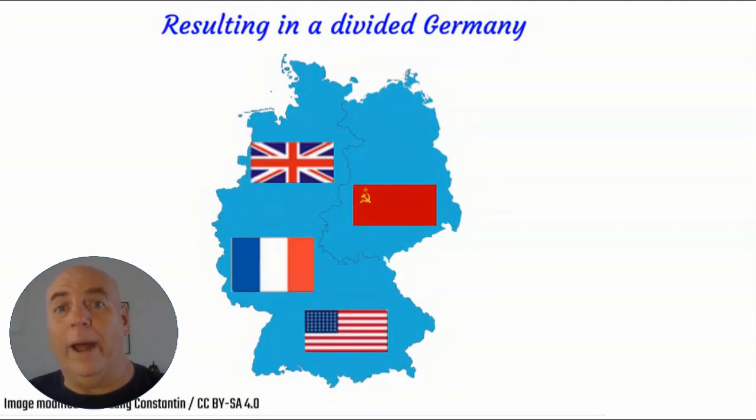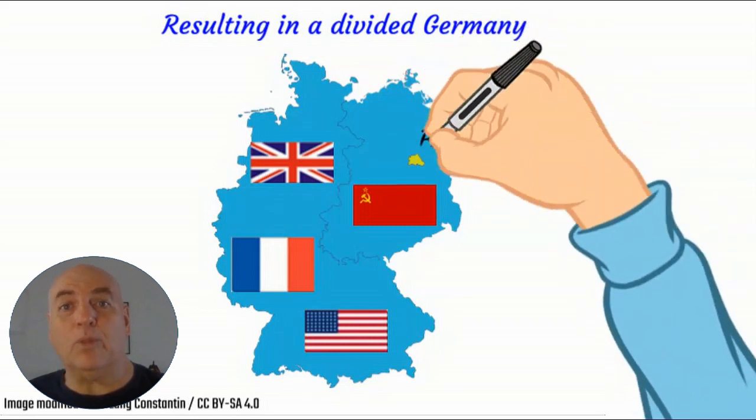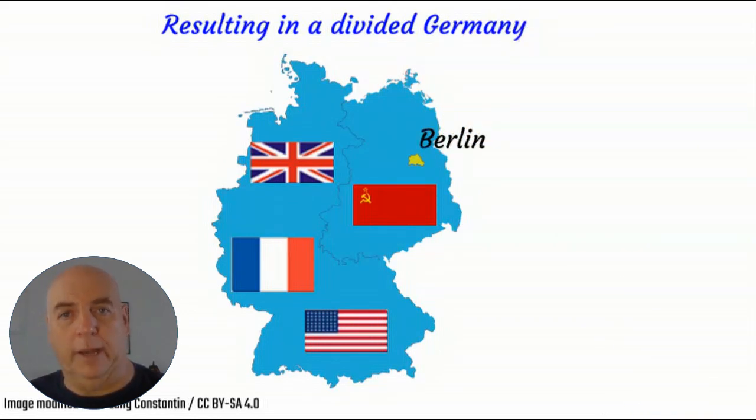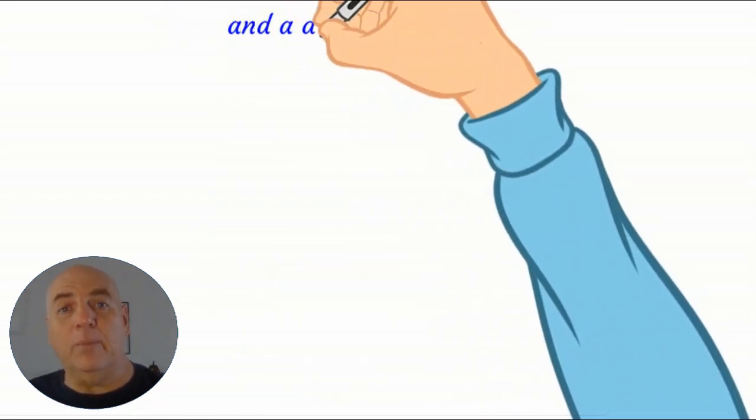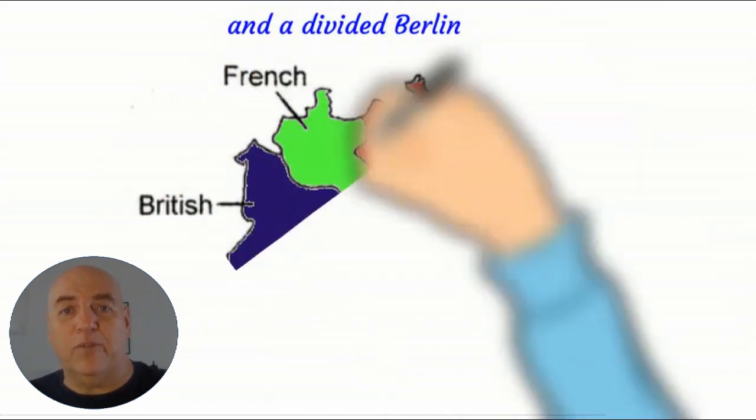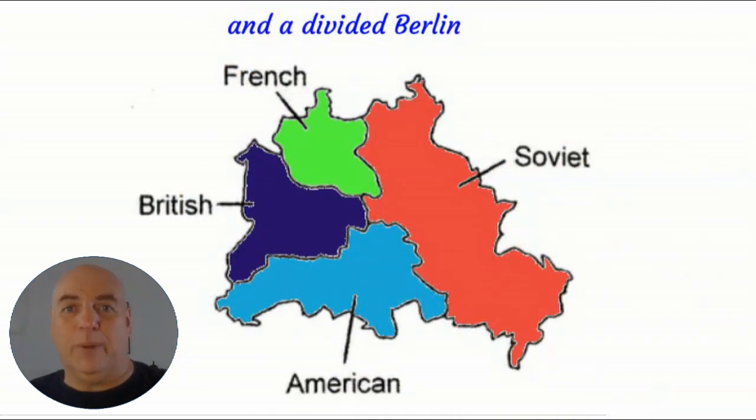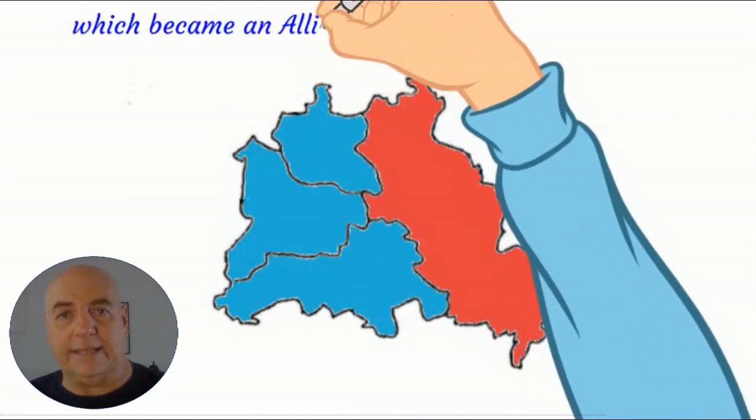But one area remained with all four zones, Berlin. Because Berlin was divided into four zones, obviously each one had their own control. Eventually all of them got together and Berlin became two entities, West and East.